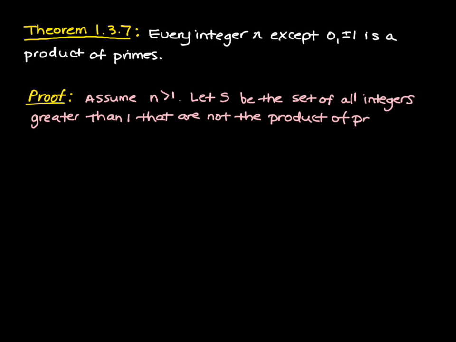So the strategy of this proof is to take this set S, which is the set of all integers that are not the product of primes, and show that it has to be empty. This would give us that all integers greater than 1 are the product of primes, if the set of all integers greater than 1 that are not the product of primes is empty. So how do we show that it's empty? We're going to do this by contradiction. So first we suppose that it's non-empty.